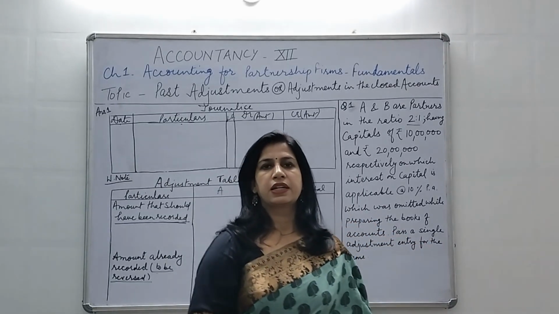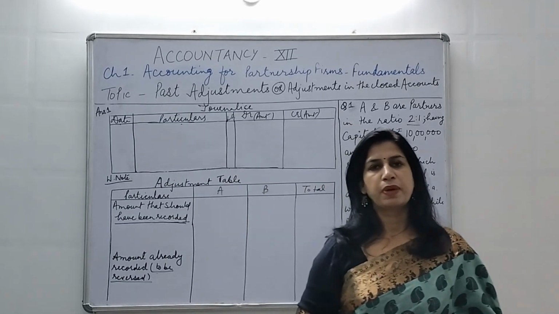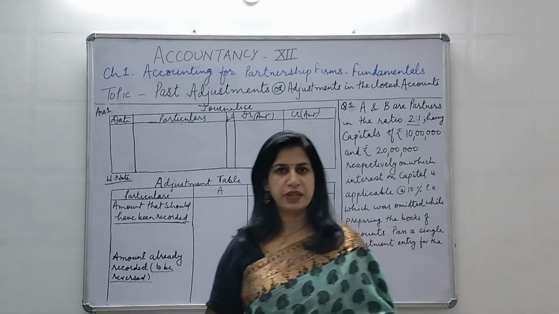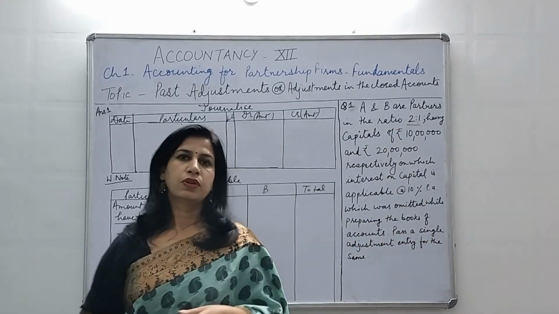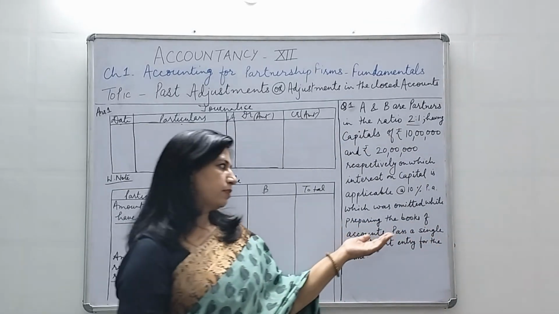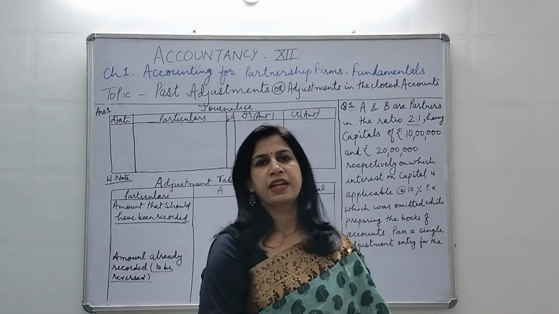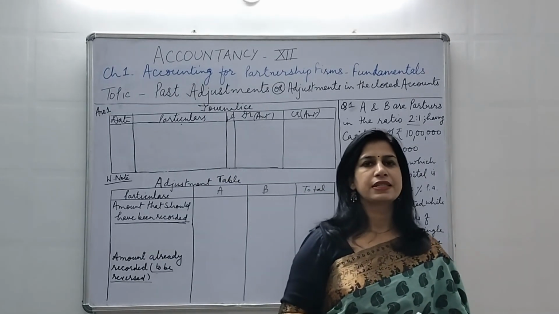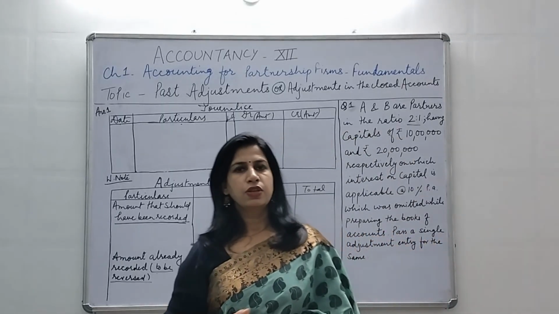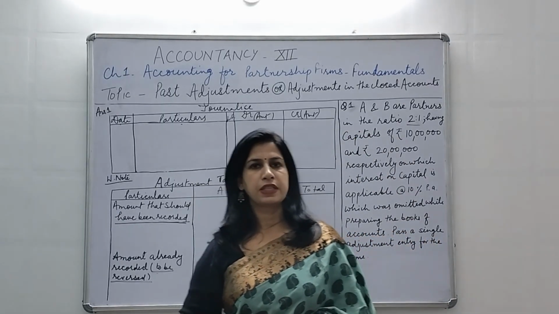So basically interest on capital was to be provided to the partners, which has not been given. So we have to do the correction for that. Pass a single adjustment entry for the same. In this question, they have specified themselves that they want a single adjustment entry. So we are going to proceed for the same.